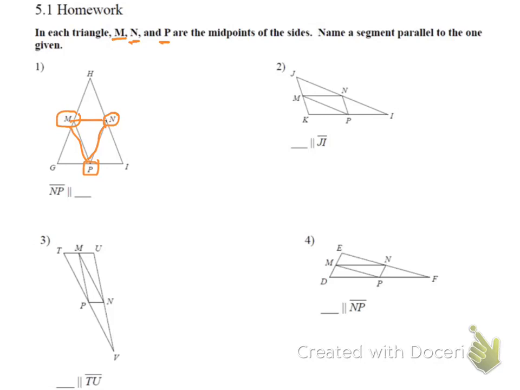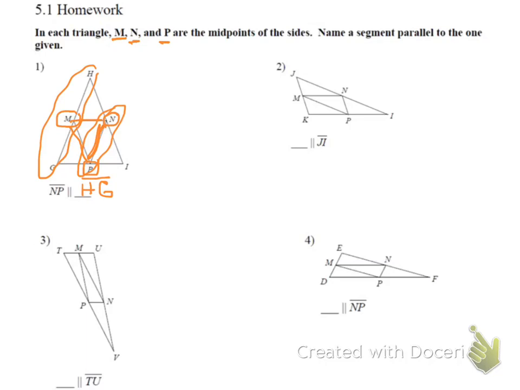So they want us to name a segment parallel to NP in the first case. So here's NP. That has to be parallel to, what do you think? I think HG. Okay, so those are parallel. So this is going to be HG, and then put the line segment symbol above it. Okay, let me turn back to the highlighter, because that may work better.